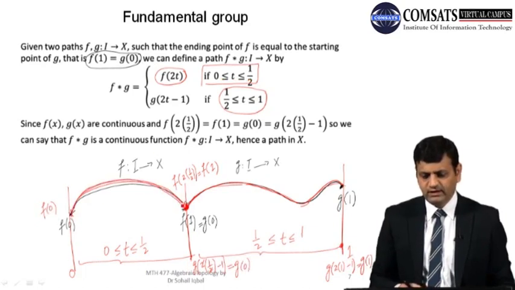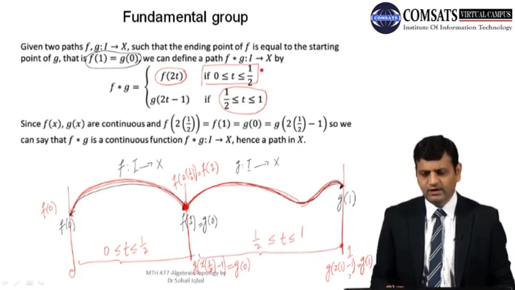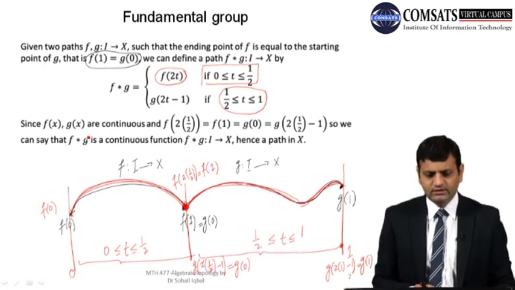So in other words, when you vary t from 0 to 1 by 2, you move along the path of f, and when you vary t from 1 by 2 to 1, then you move along the path of g. So basically we have taken two paths and we have composed them in this way, that first you travel along f and then you travel along g. Okay, so this f star g, which is the operation that we just defined, is a continuous function.